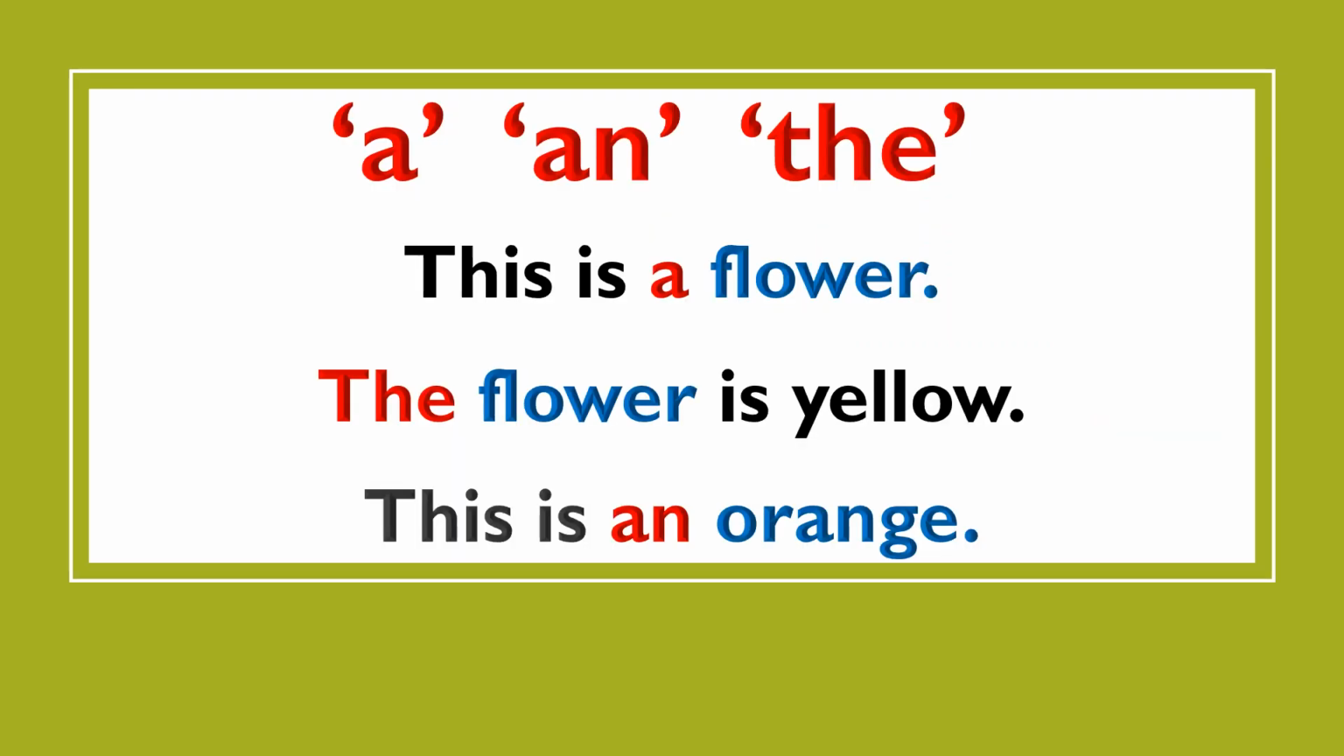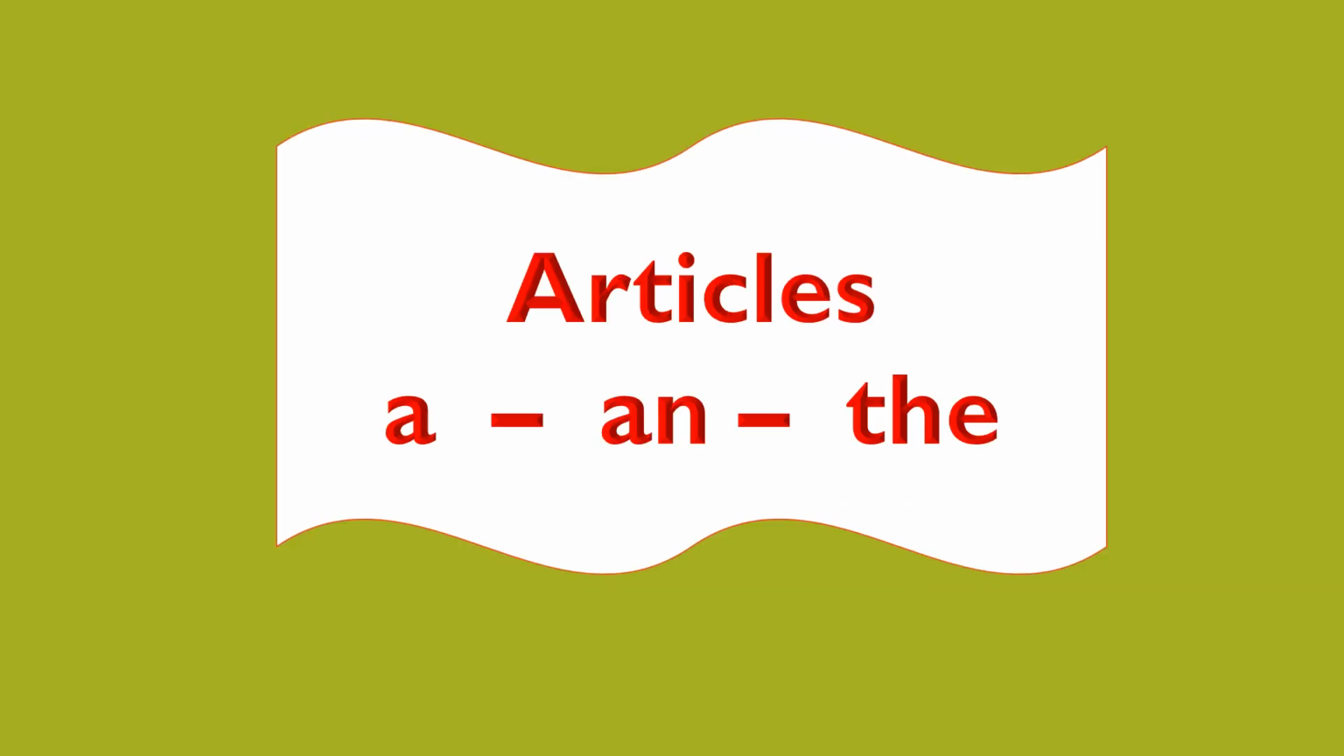We use a, an, and the to point out the nouns flower and orange. This is a flower. The flower is yellow. This is an orange. These words, that is, a, an, and the, used to point out nouns are called articles.